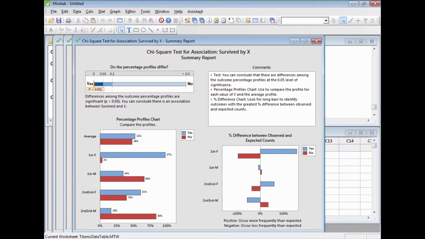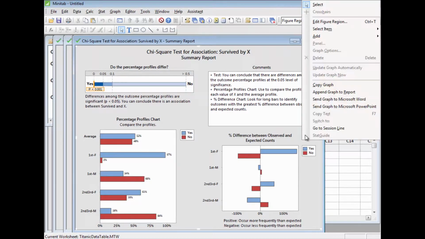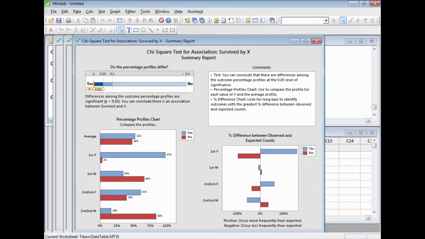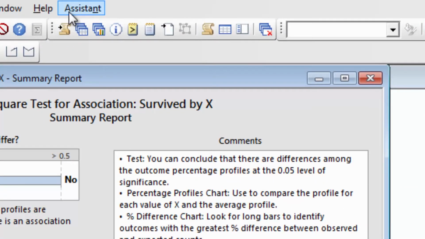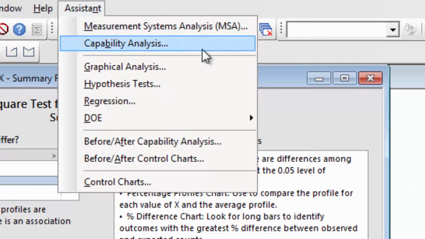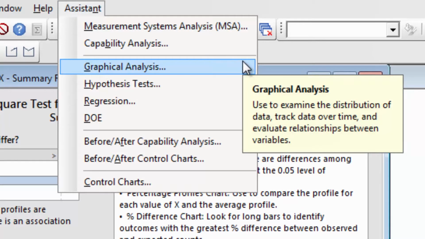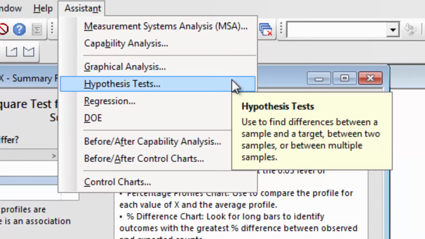To include this graph in a report or presentation, just right-click on it to send it to Microsoft Word or PowerPoint. The analysis clearly shows that being a woman in first class dramatically increased your chances of survival. Whether or not you would have survived the Titanic, you have survived this analysis. You have seen how Minitab's assistant can help you visualize data with a graphical analysis and confirm the significance of your results with a hypothesis test.